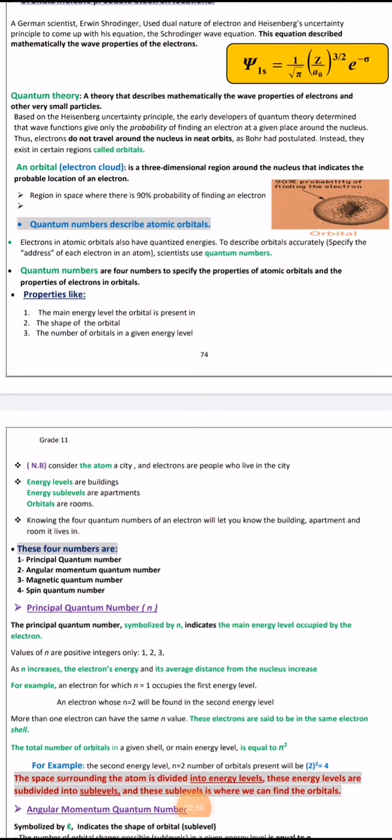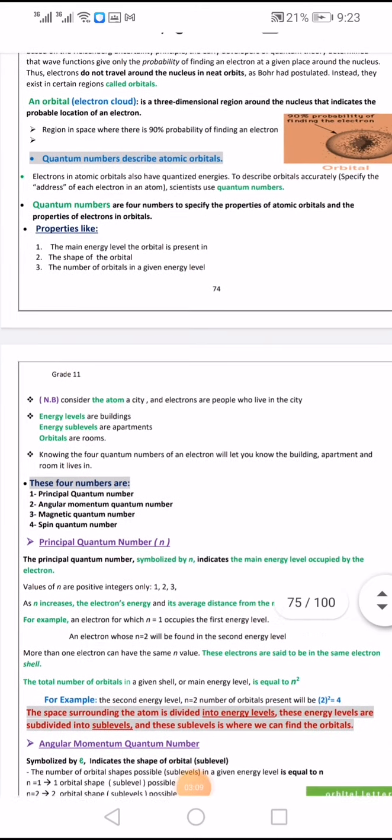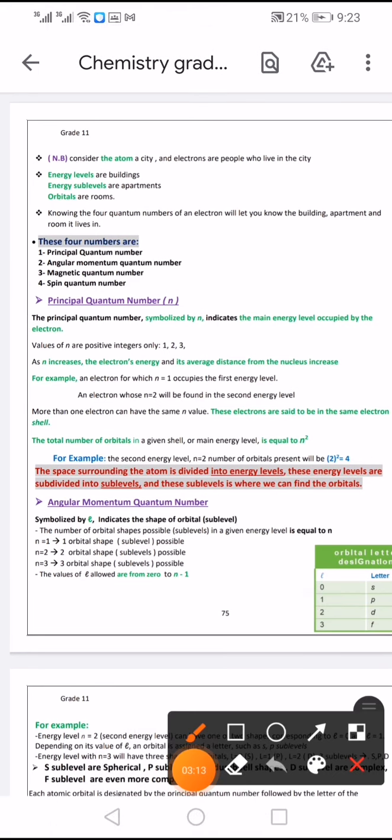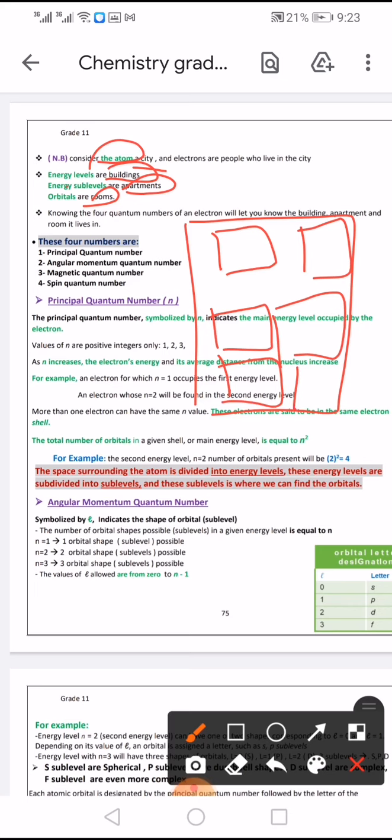For example, let's imagine that the atom is a city, and the electrons are people who live in the city. Energy levels are buildings. Inside an energy level, or inside the building, there are apartments, which are called energy sublevels. Inside the apartment there are rooms. A room is like an orbital where the people live.